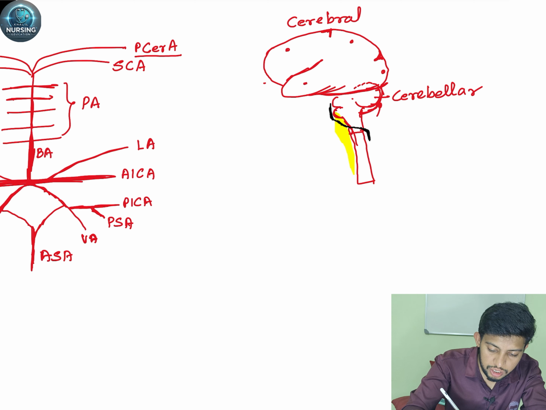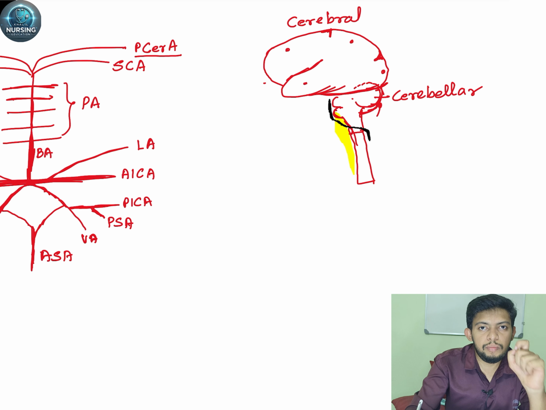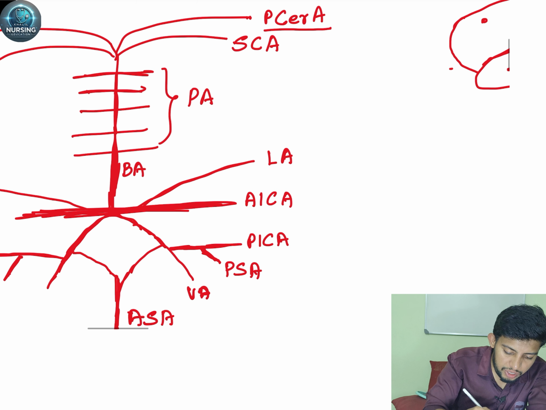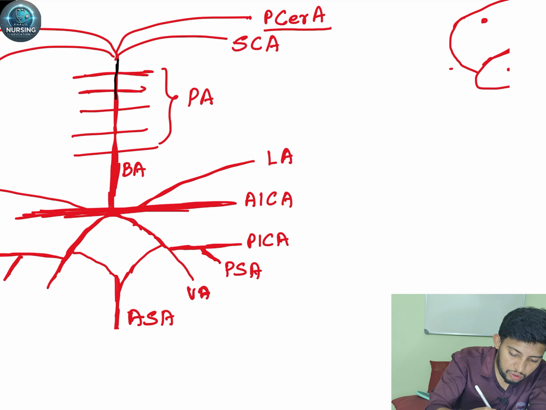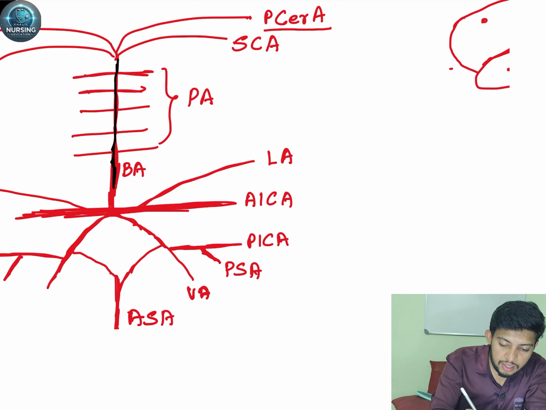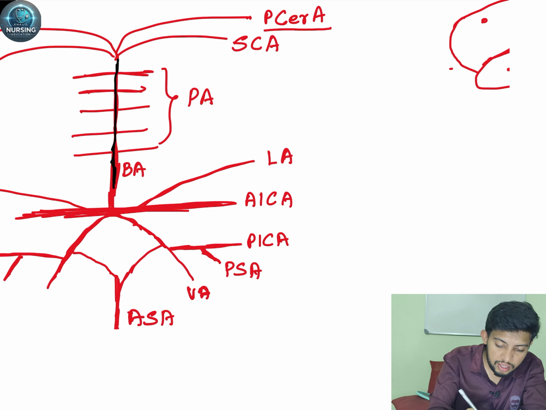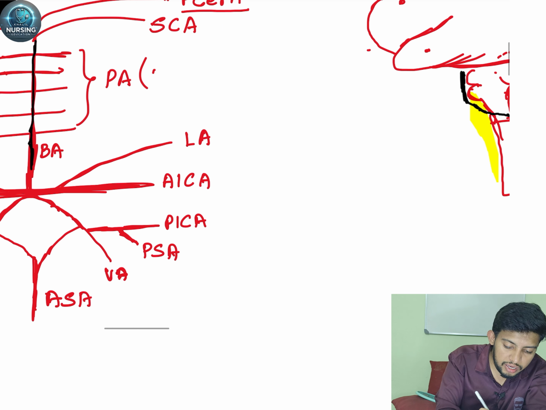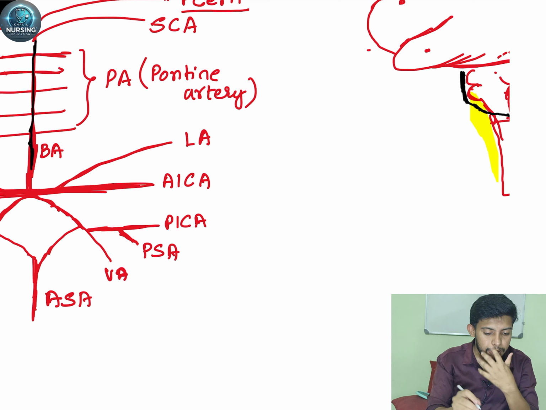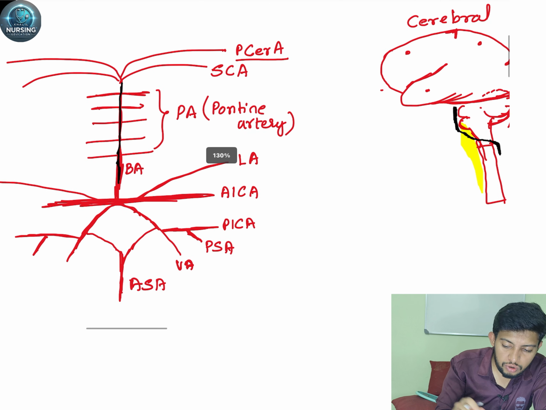Later they form a common artery called the basilar artery. Where is the basilar artery? It is present in front of the pons. This overall will be called the basilar artery. This basilar artery is present at the anterior aspect of the pons, so the branches coming from the basilar artery are called pontine arteries. What I said? Pontine arteries. This one is, superficial.